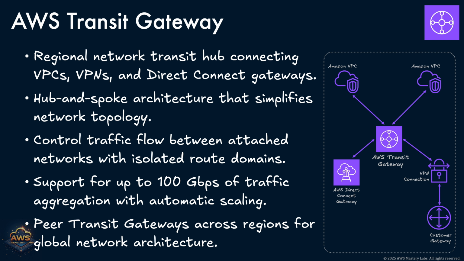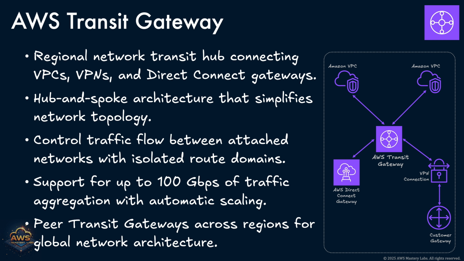In terms of performance, Transit Gateway is built to scale, supporting up to 100 Gbps of aggregate bandwidth per gateway. It automatically scales up as your traffic increases, ensuring high throughput for even the most demanding applications. For global enterprises, cross-region peering allows you to connect transit gateways across AWS regions, enabling a global private network architecture without relying on the public internet.